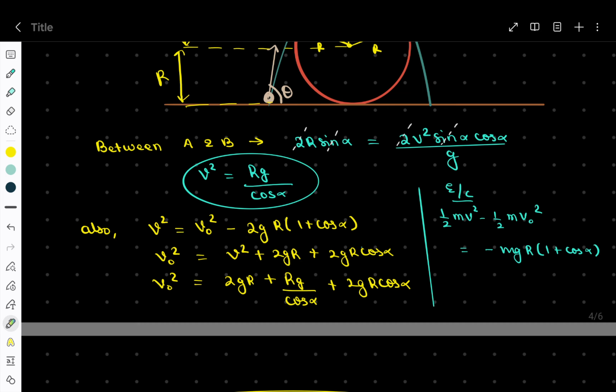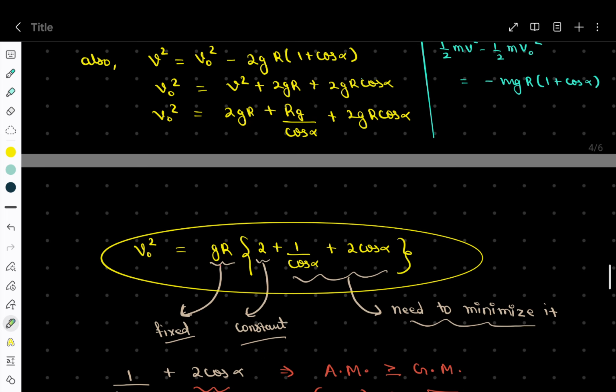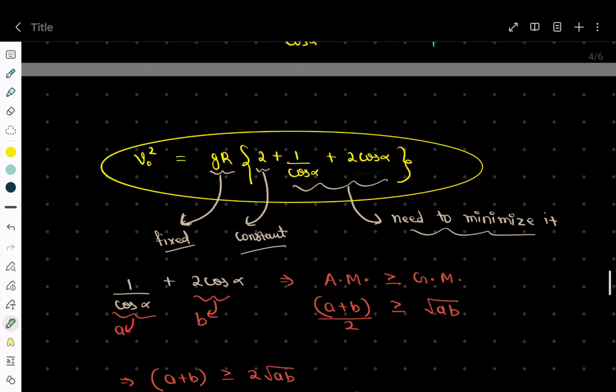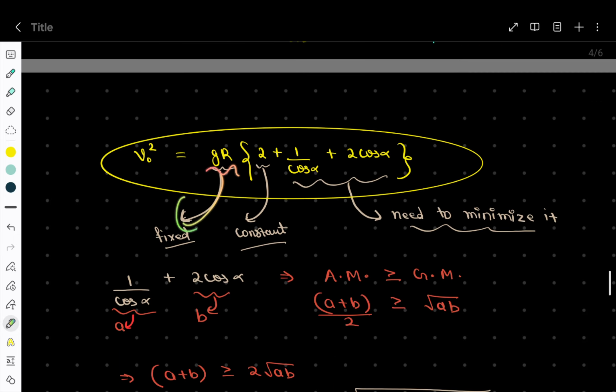Now I'll be taking this gr as common, so I'm getting v naught square equal to gr(2 plus 1 by cos alpha plus 2 cos alpha). Now it is very clear that gr is fixed. It is not going to change. The radius of the wooden log is already given to you, the value of g is fixed, as we know, and 2 is again a constant value. So in order to minimize v naught square, we need to minimize this, right? 1 by cos alpha plus 2 cos alpha.